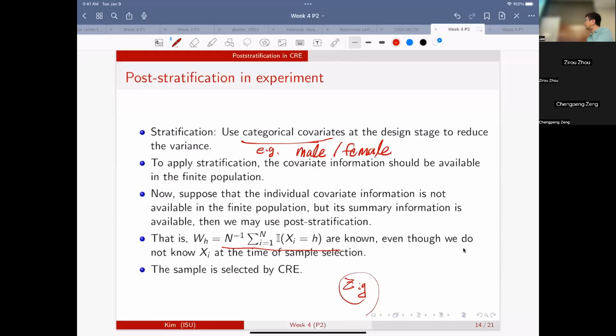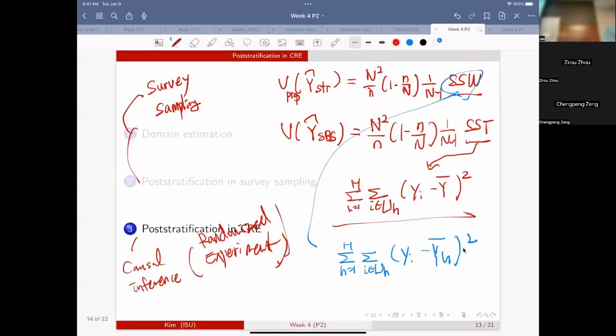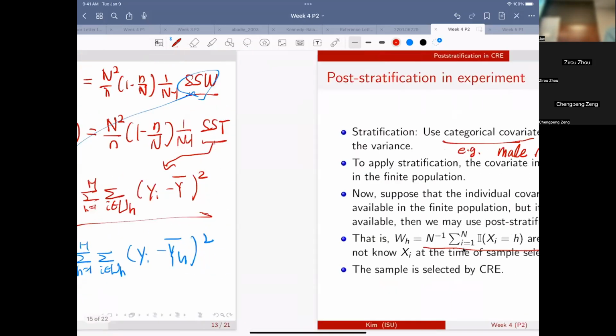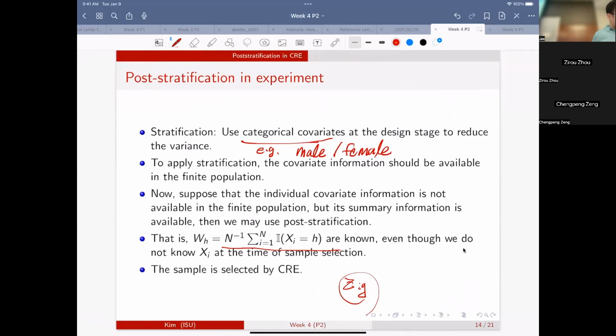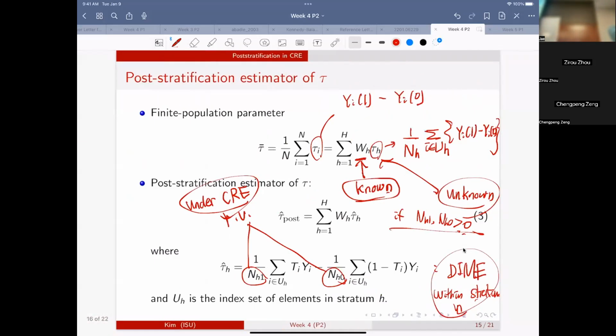Okay. Good morning. Last class, we studied post-stratification in survey sampling and post-stratification in the completely randomized experiment. The key part is that the point estimator has the same form as the stratified sampling estimator, but the only difference is that the sample size in the denominator is random. So we need to apply the linearization.